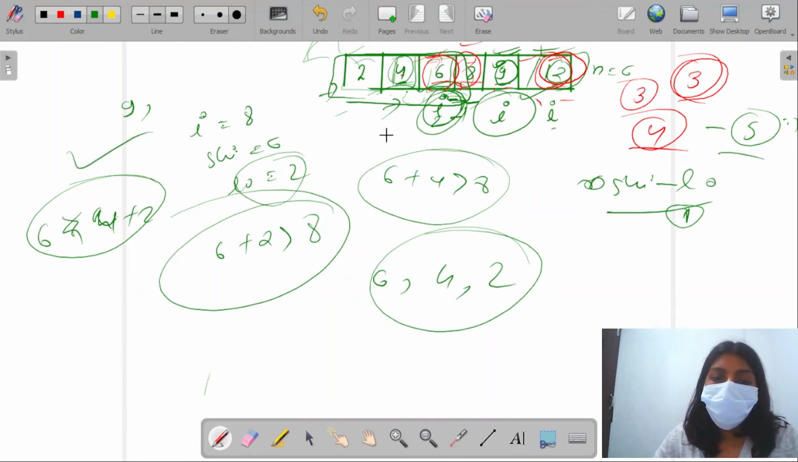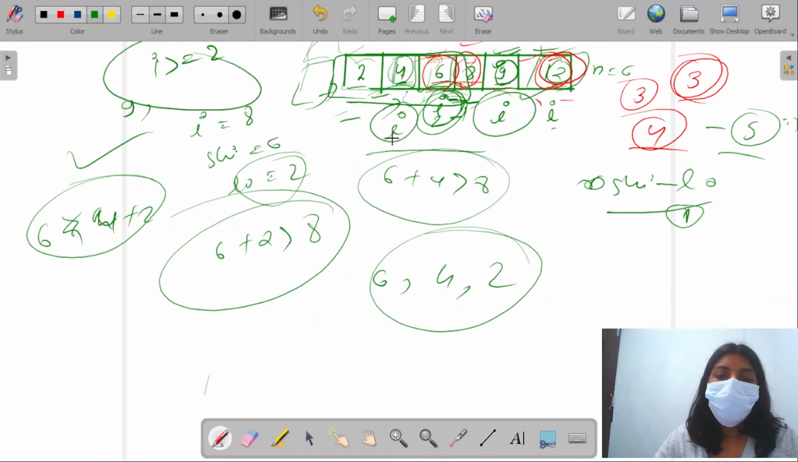Can I make this my second highest? Can I make this my highest and this as my second highest? No, I cannot, because if I make this 4 my highest and this 2 my second highest, then I'm not going to have any lowest side, right? So my loop will run till I is greater than or equal to 2, because my highest side can go till index 2, right? Till index 2.